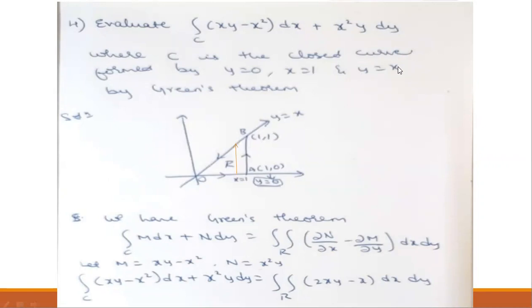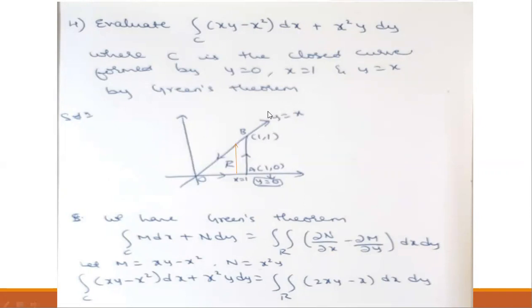Next, we shall draw the graph of y = x. So y = x is of the form y = mx, where m = 1 in this case. So y = mx is the equation of a straight line passing through the origin. So here you can see y = x. This is the line, the equation of the line passing through the origin.